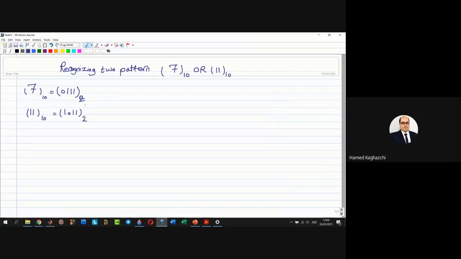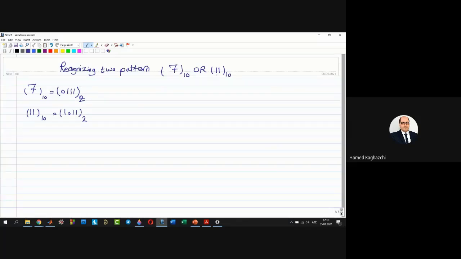Now I want to recognize both of them. Why do I write these numbers in 4-bit binary? Do you know why I am writing these numbers in the binary system in 4 bits?